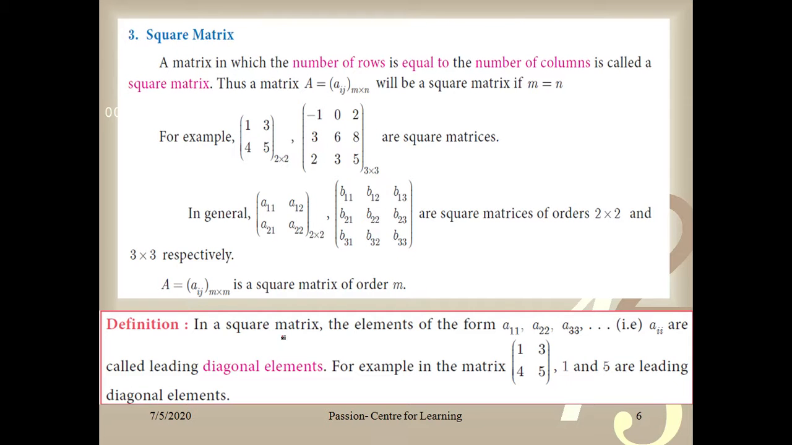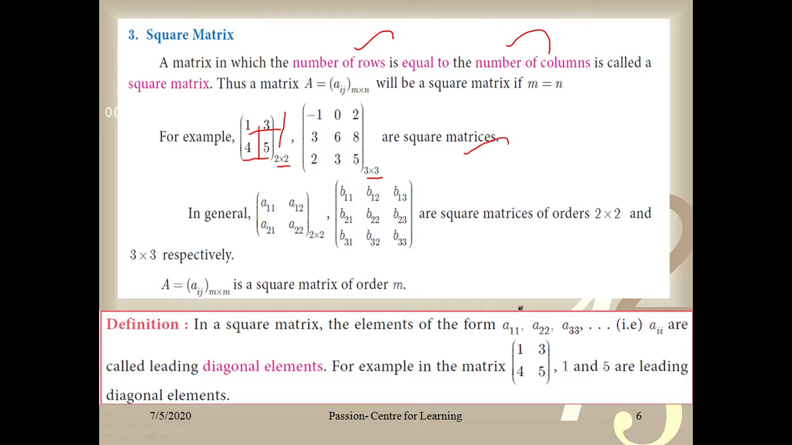A square matrix is always square, that is, equal. So your number of rows is equal to the number of columns. This is called a square matrix. Here you can see first row, second row, first column, second column. That is 2 cross 2, 3 cross 3. So all your rows and columns are equal, and it is known as a square matrix.